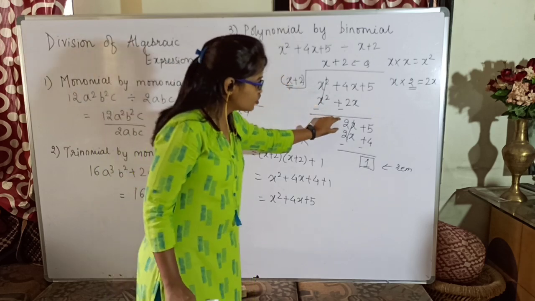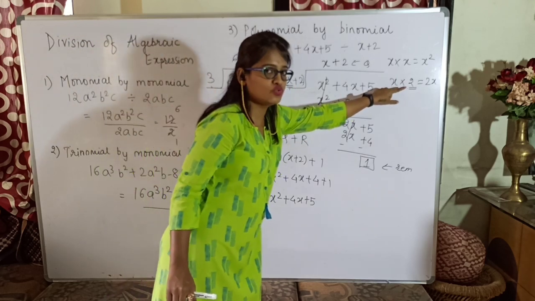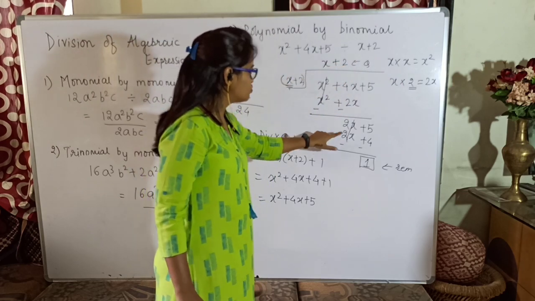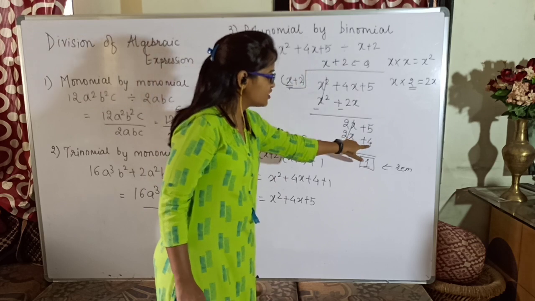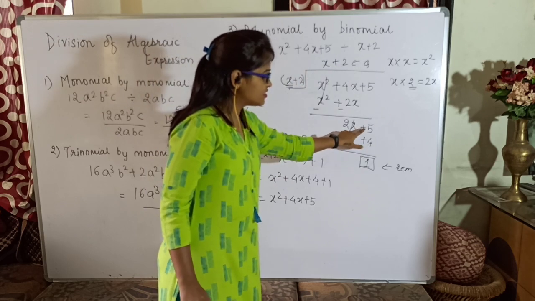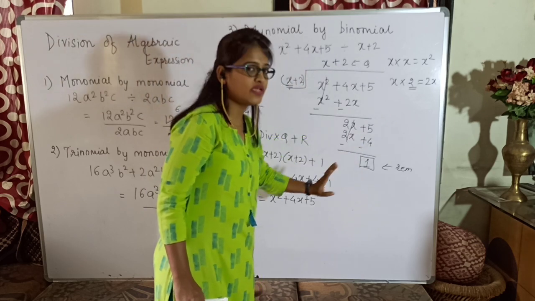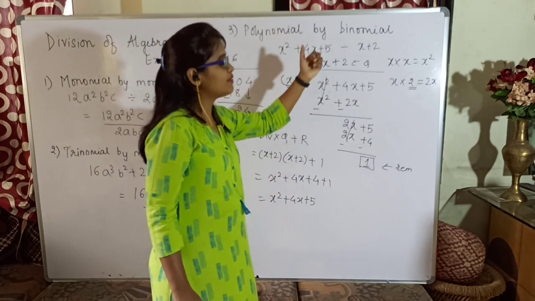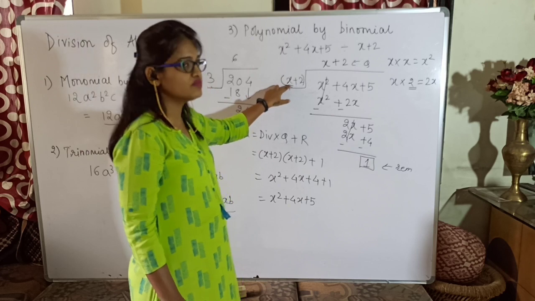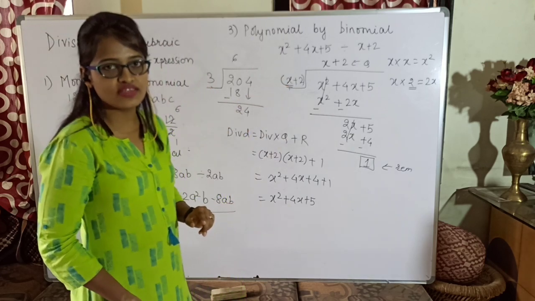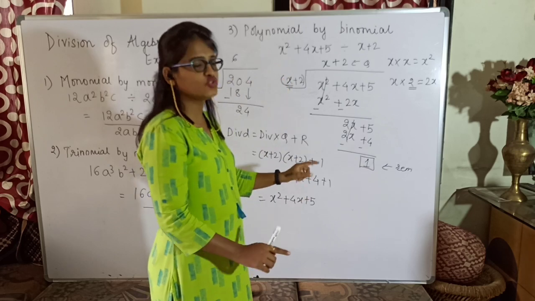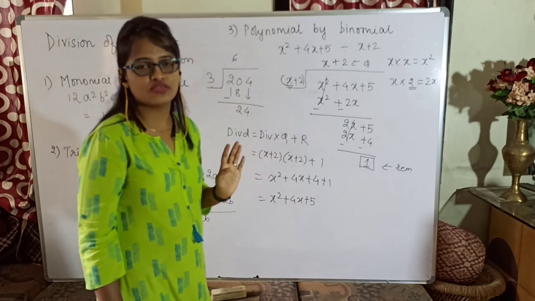From x, I want 2x, so I will be multiplying with 2. So my quotient will be plus 2. So x into plus 2 is 2x, plus 2 into plus 2 is plus 4. This 2x will get cancelled. So 5 minus 4 is 1. So this is my remainder. Okay, so this is how you will divide a polynomial by a binomial. Now here instead of 2 terms, it can be 3 terms also in the divisor. But the steps will remain same. The whole divisor has to be multiplied with the quotient. Okay.